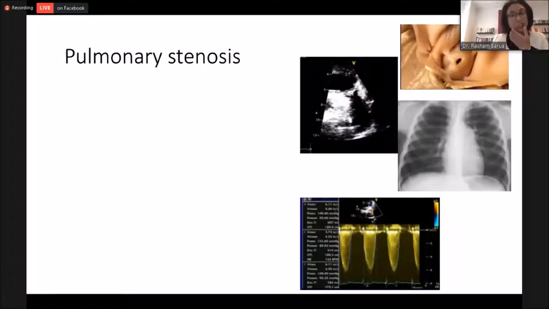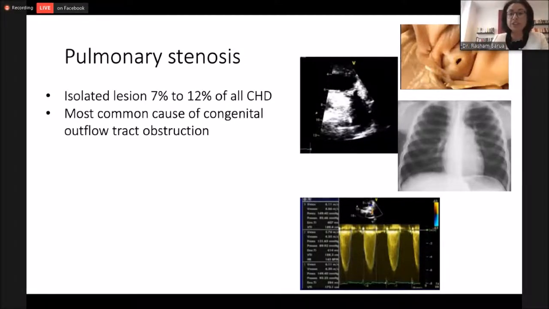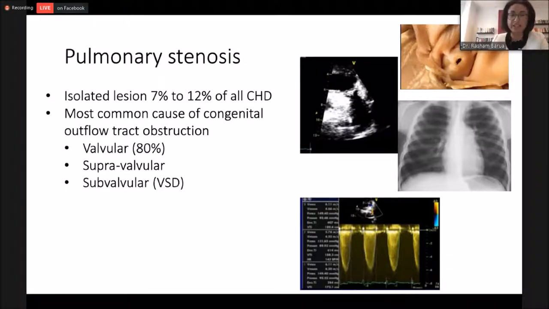So pulmonary stenosis, 7 to 12% of congenital heart disease patients. It's the most common cause of congenital outflow tract obstruction, right side lesions. And the vast majority of these are at the valvular level, but it's possible to get supravalvular and subvalvular stenosis, and subvalvular stenosis is associated with VSDs, and all pulmonary stenosis can occur in conjunction with other congenital abnormalities. In terms of your chest x-ray, you see an enlarged PA silhouette and paucity of pulmonary vascularity.